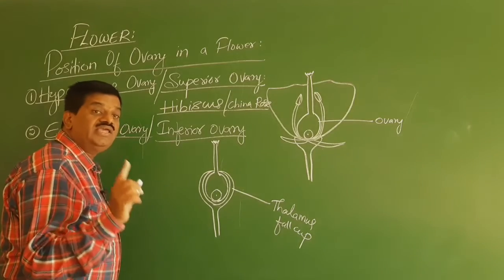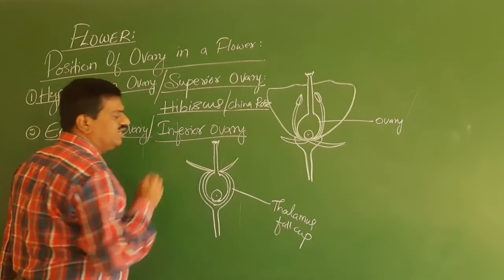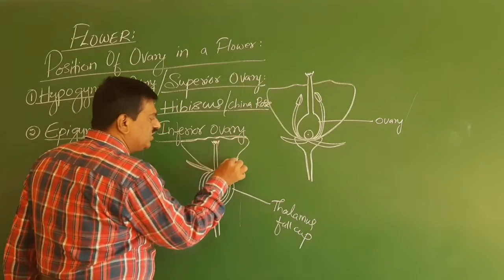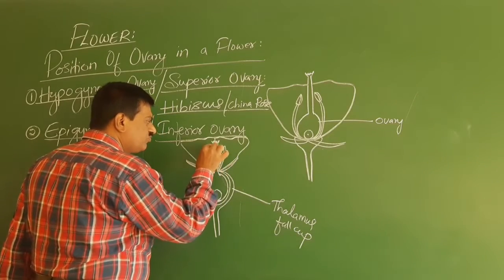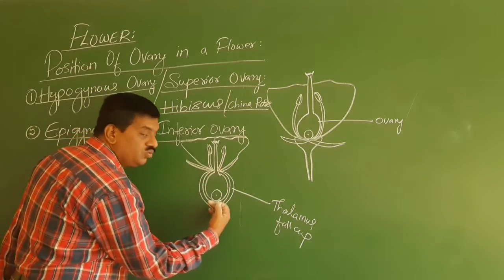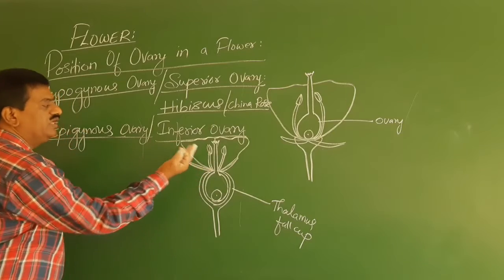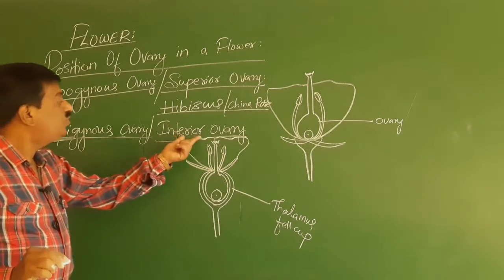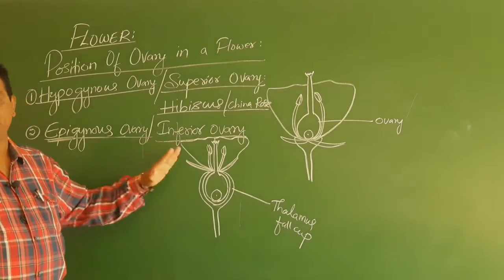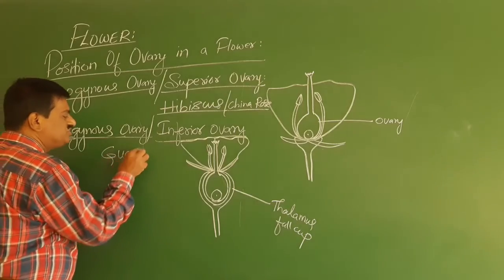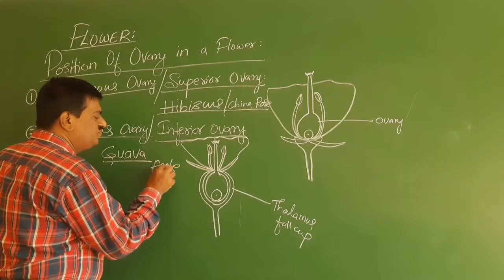Now here, all the other floral parts arise above the ovary. This is called calyx. This is called corolla, and stamens are present here. So here the ovary is below and all the other parts are above, hence epi. The word epi means above. So above the ovary, floral parts are there, and we use the word epigynous. Whereas inferior means below. All the other parts are above and the ovary is below. Hence this is called inferior ovary. This can be noticed in guava, and one more example is apple, which has an inferior ovary.